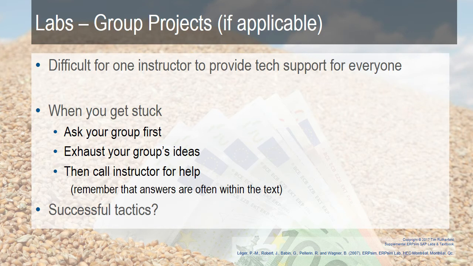3 to 4 people in a group is good. 5's too many. 2's not too bad, but 3 or 4 is the optimal. The idea then would be working in a group. When you get stuck, instead of raising your hand and asking your instructor or sending an email or however your support for this is working, you can ask your group first.